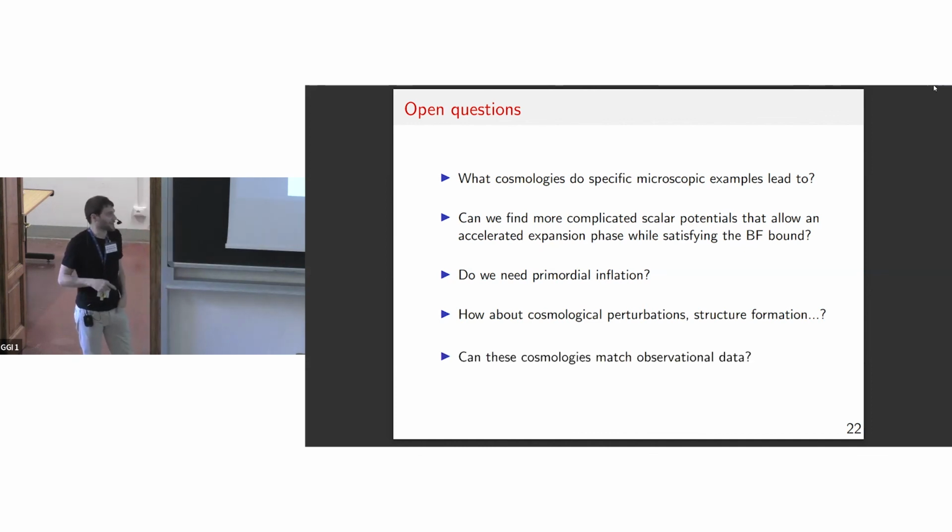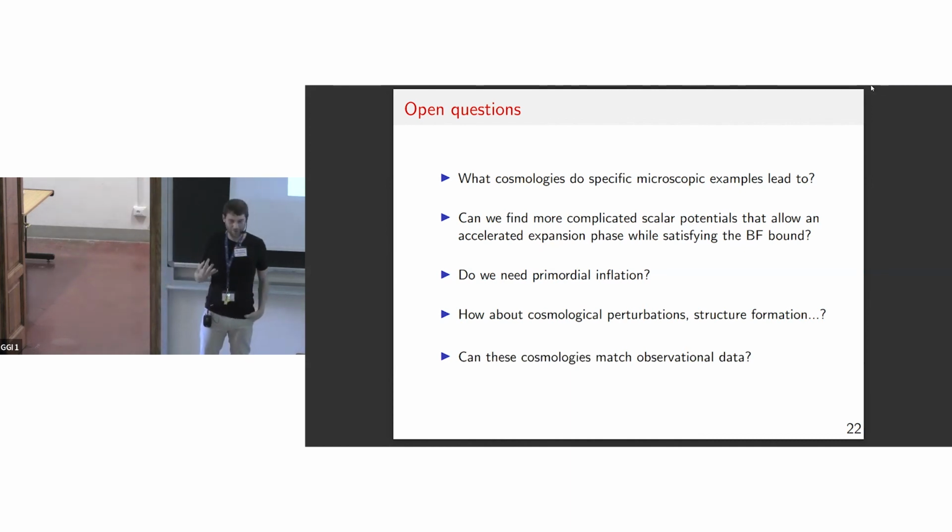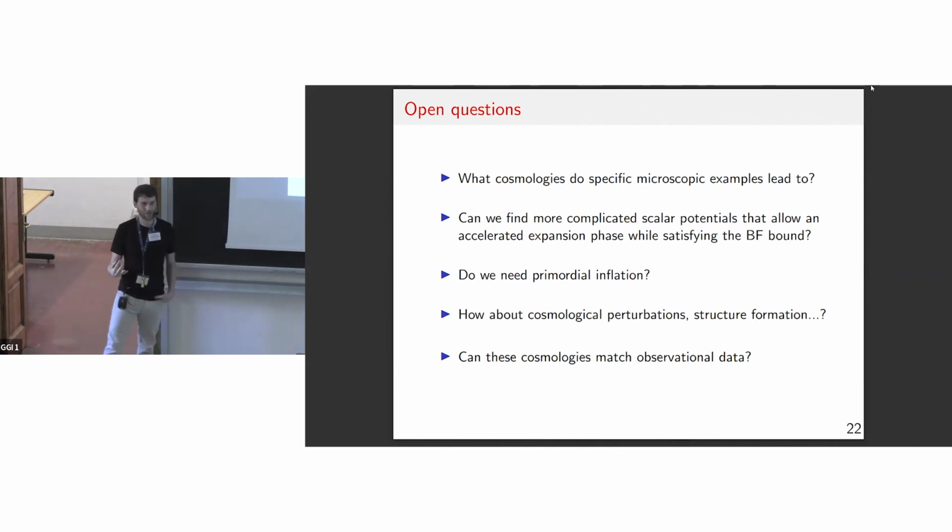And finally, of course, the far-fetched goal is to try and understand if these cosmologies can match observational data. So if, given some microscopic example of these cosmologies, that example could actually lead to something that looks like our universe. This is certainly another open question. This is all I have. I'd be happy to take questions.